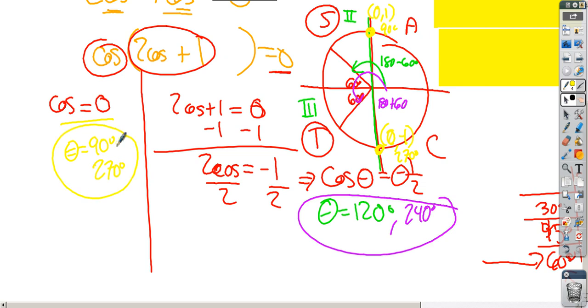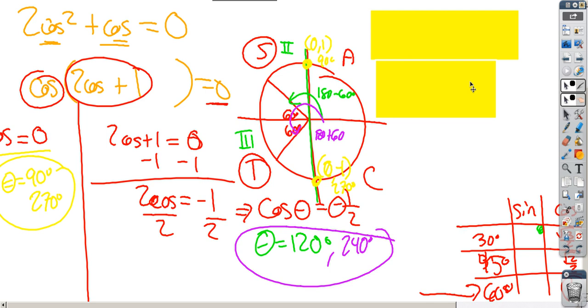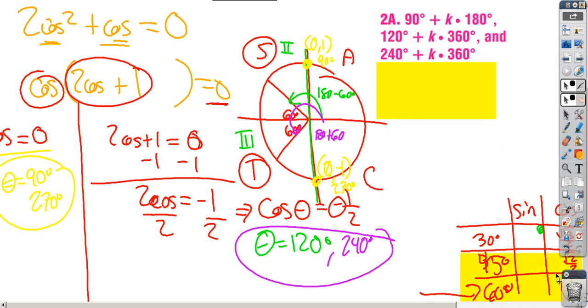Okay, so that's the answer, but we have to be aware of how they want us to write our answer. They want us to write our answer in terms of for all values of theta. So here's how you can say it. It's this one right here. You can see how they wrote it right here. Let me just circle this so it's easier to say.